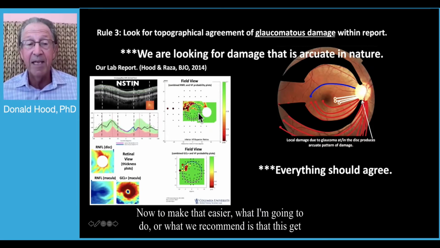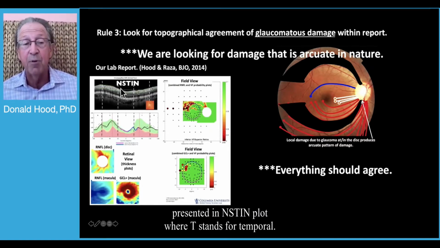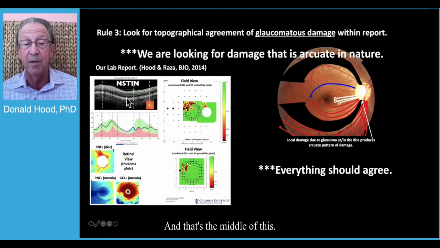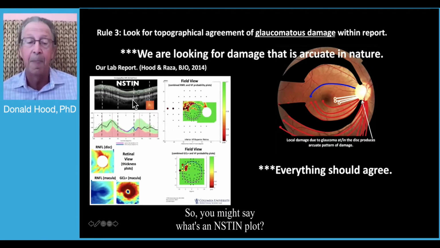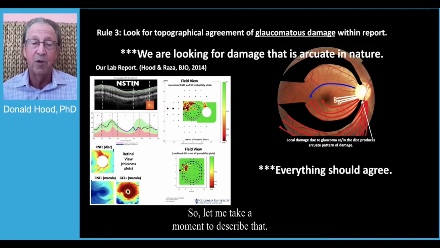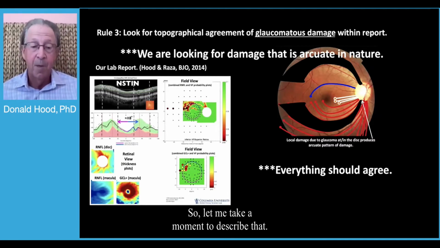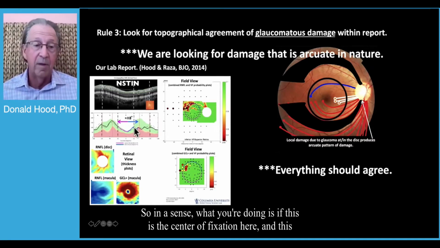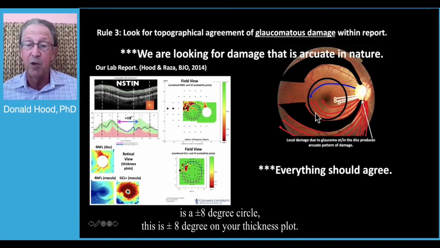Now, to make that easier, what we recommend is that this get presented in an N-SIT plot, where T stands for temporal, and that's the middle of this. So you might say, what's an N-SIT plot? Let me take a moment to describe that. In a sense, if this is the center of fixation here, and this is a plus or minus 8 degree circle, this is plus or minus 8 degrees on your thickness plot.